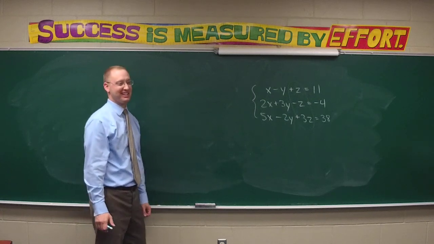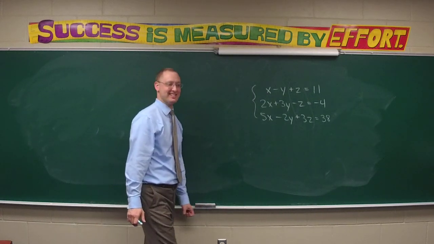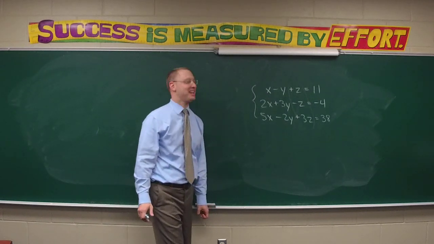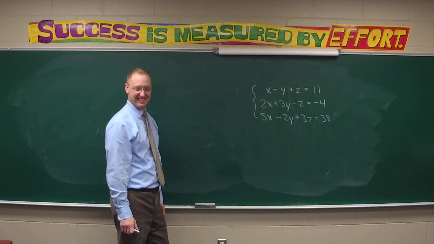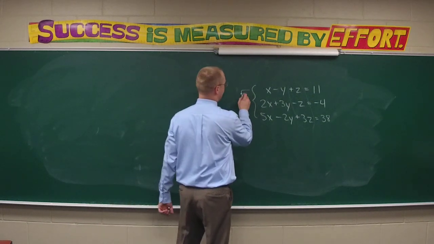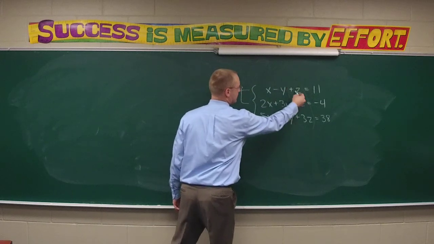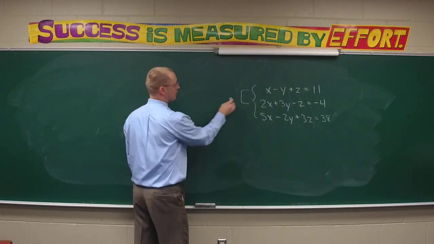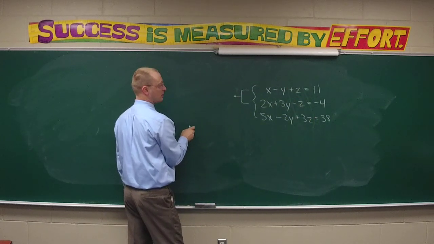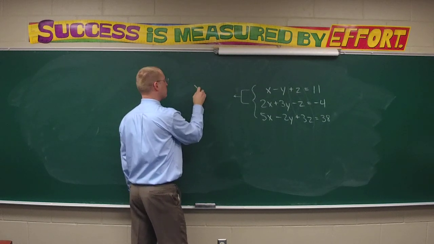Wear a mask. Wash your hands. Take vitamin C. Anyway. You can cancel the top two. Yeah, if I put the top two together, it's already just going to cancel out to get x minus y equals 7 and 2x plus 3y equals -4.